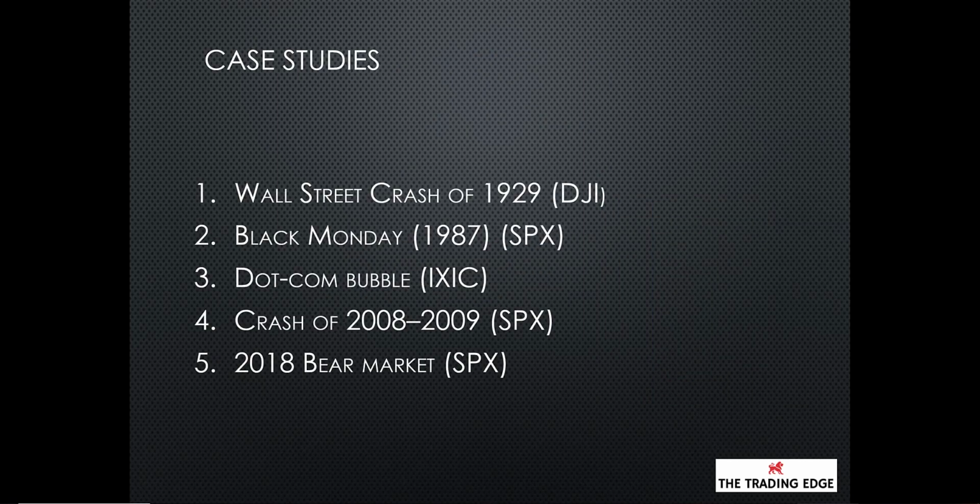So what I've done is I've examined 5 major market reversals: the Wall Street crash of 1929, Black Monday, which happened in 1987, the dot-com bubble in 2000, the crash of 2008-2009, and the 2018 bear market. Believe it or not, that downtrend, that selling we had in Q4 of 2018 actually is categorized as a bear market. We'll talk more about that in a few moments.